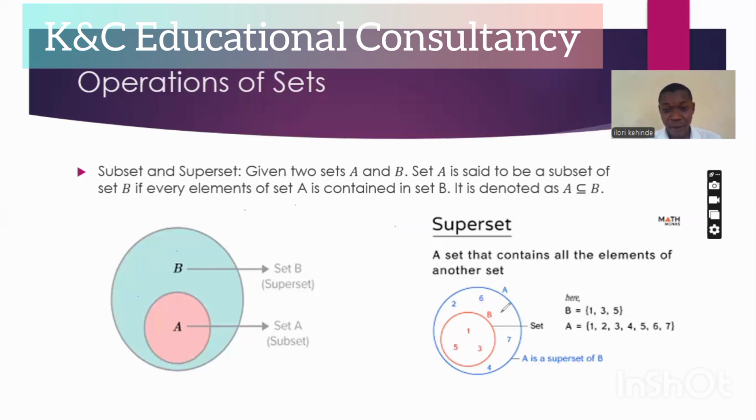For example, look at this set A here. Look at this set B. The set of elements B is what? 1, 3, 5. Look at the set of elements in A: 1, 2, 3, 4, 5, 6, 7. And we can see that 1, 3, 5 can also be found in what? 1, 2, 3, 4, 5, 6, 7. So in this case, based on this figure we have here, we say that A is a superset of B. Then B is a subset of A.